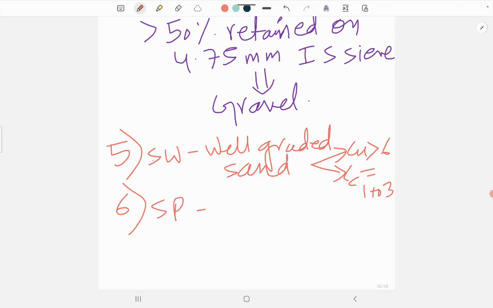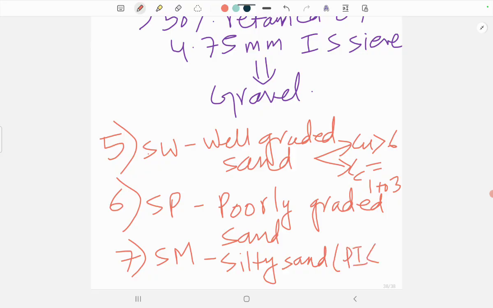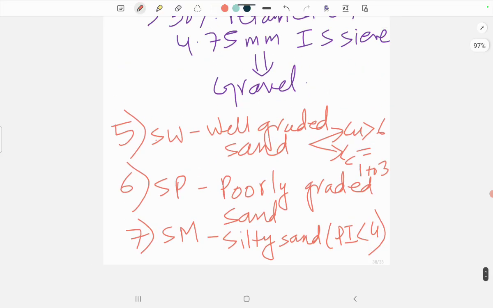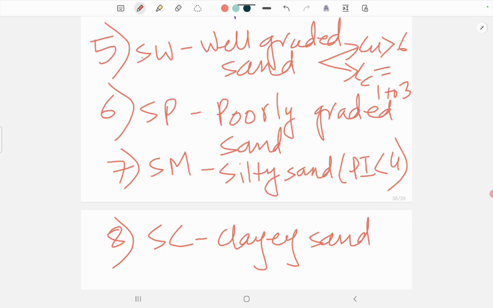And now we write poorly graded sand. And the 7th one we have SM, that is silty sand, and it has plasticity index less than 4. And the other is SC, that is clayey sand, and it has plasticity index greater than 7.